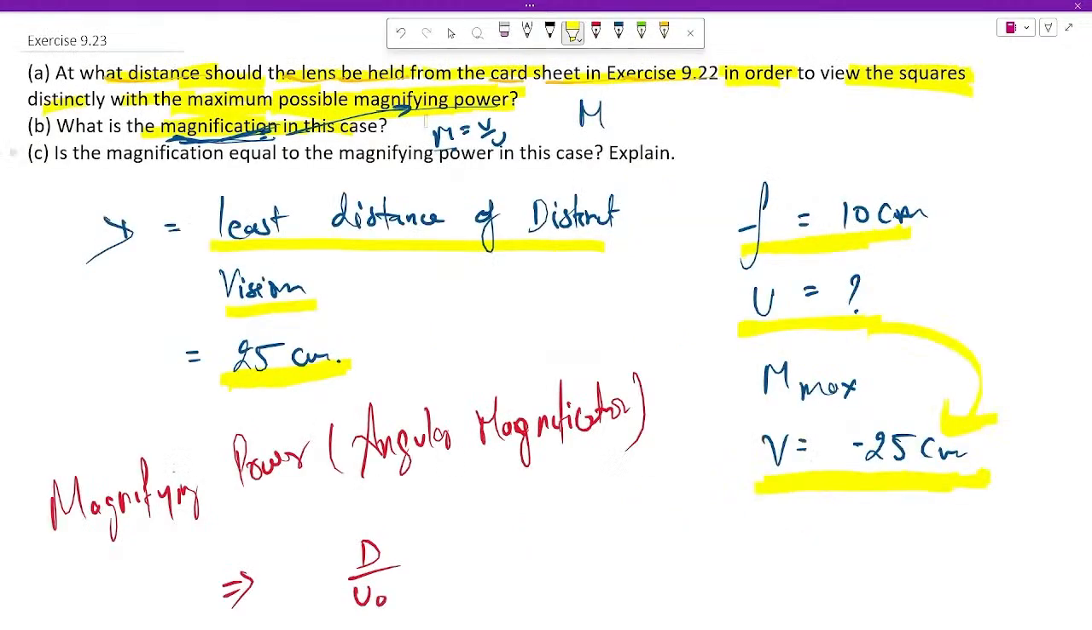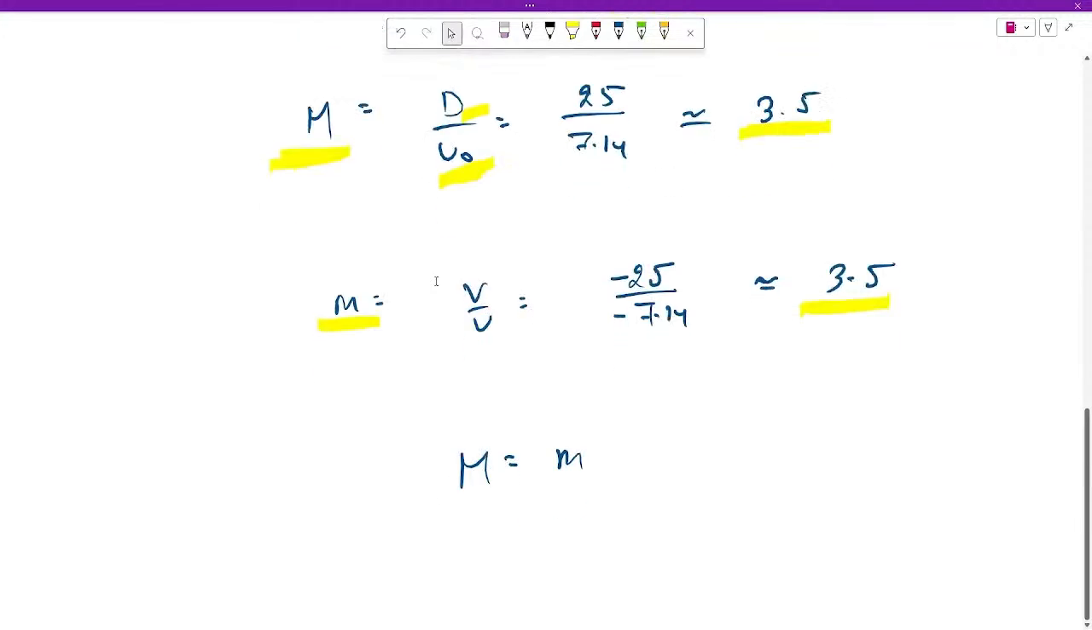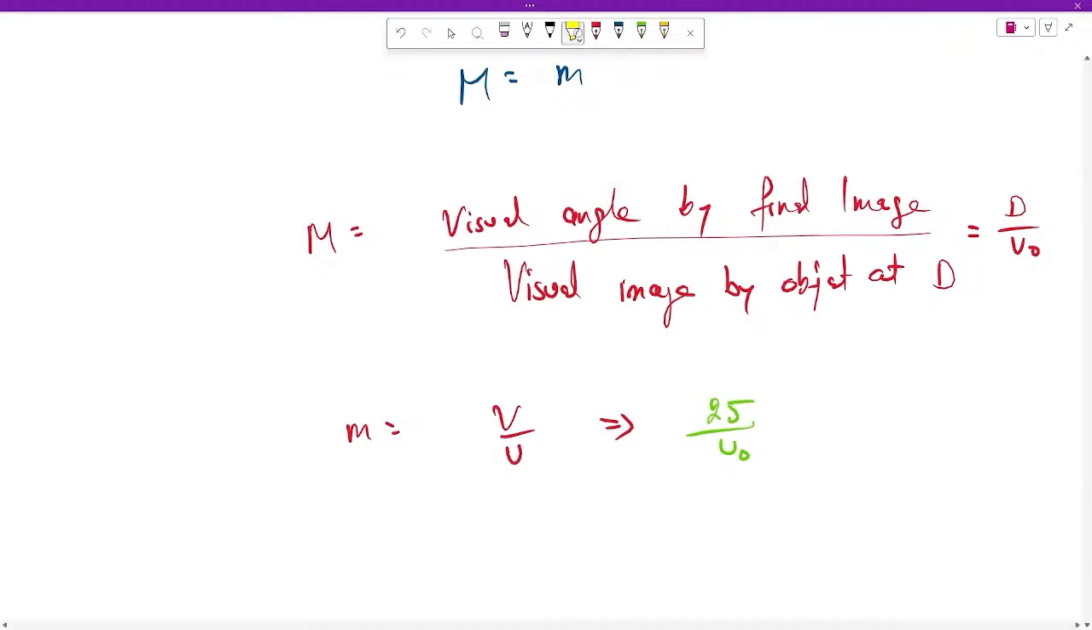Here we have found the value of linear magnification, and we saw that the magnification is equal to the magnifying power in this case. So the answer to this question is yes. Now how did this happen? How did the magnification become equal to the angular magnification? We know that angular magnification is given as the visual angle formed by the final image divided by the visual angle formed by the object at D. The formula for angular magnification is capital D upon u naught, where u naught is the object distance from the lens. Linear magnification is given as v by u.